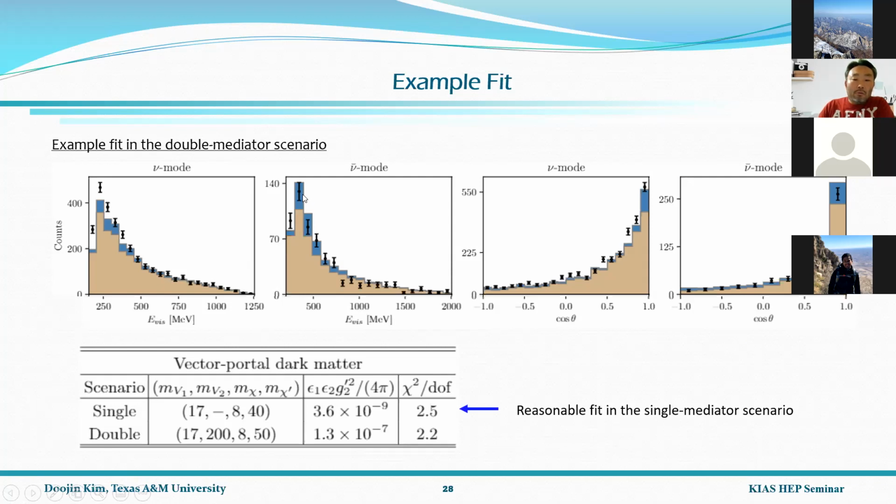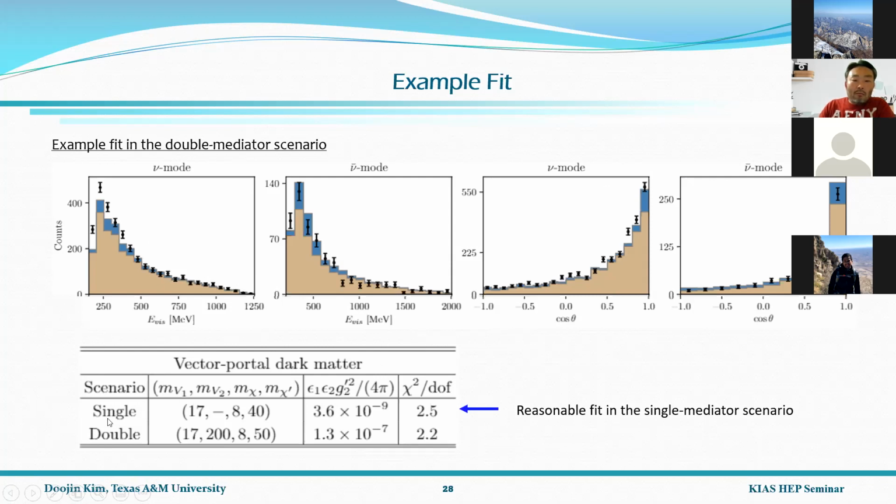The latest MiniBooNE data is shown by the black dots together with their associated statistical uncertainties. And we also consider the systematics reported in the relevant MiniBooNE papers, and perform the weighted chi-square fit. So the resulting best fit values are summarized in the table below. Here I show the example of the double mediator scenario, just for illustration purposes.